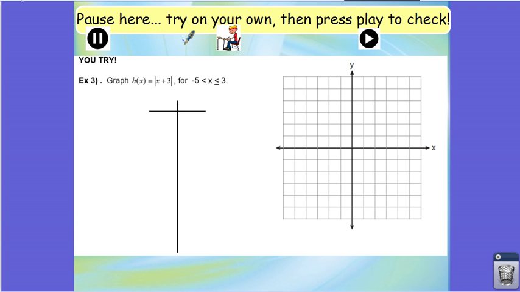Okay, for examples 3 and 4, this would be a good point in time for you to pause the video, try it on your own, and then press play to check your answers. Alright, good luck.